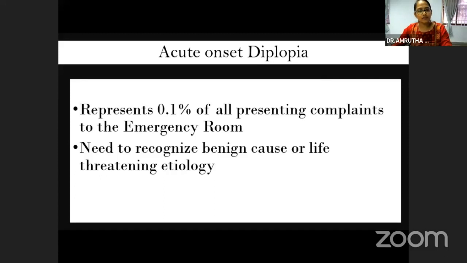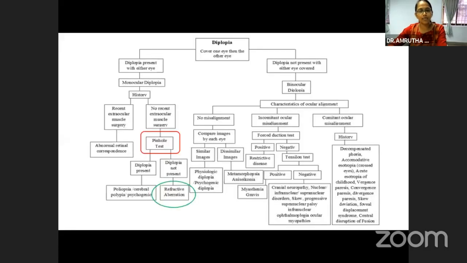Acute onset diplopia represents 0.1% of all the presenting complaints to the emergency room. One needs to recognize it and differentiate it from a benign cause, as simple as a refractive error or any aberrations that can cause diplopia, from a life-threatening etiology like an aneurysm or a space-occupying lesion.